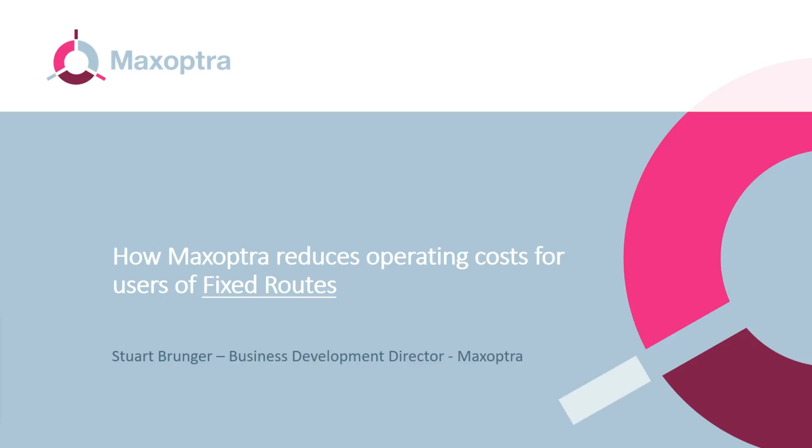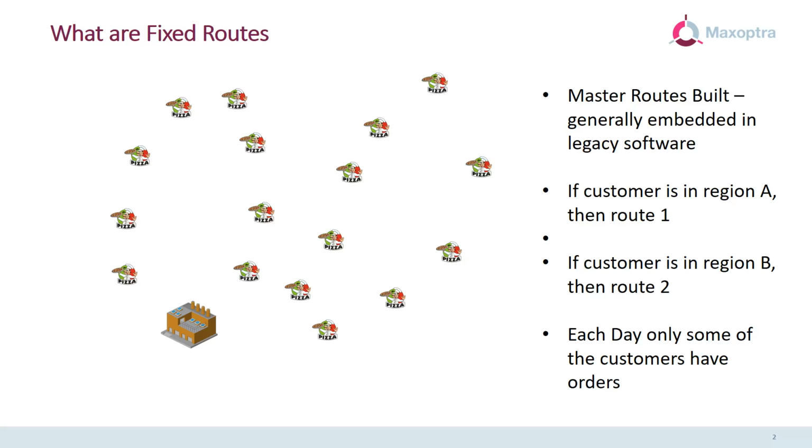But I'm going to explain how Maxoptra can beat fixed routes in terms of total operating costs. In order to do this, we need to understand what we mean by fixed routes. Well, let's imagine that I am a manufacturer of pizza bases and I've got a little factory down here and I need to deliver with my 2 trucks to all of these pizza restaurants. Without a dynamic real-time planning solution like Maxoptra, probably I end up relying on a legacy software that has something a lot more simple built into it.